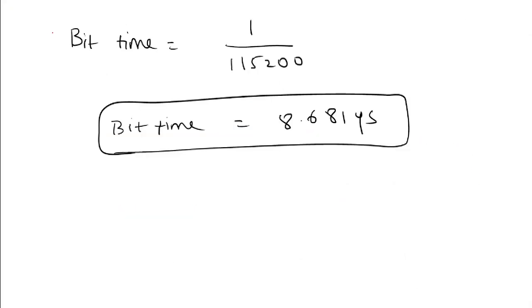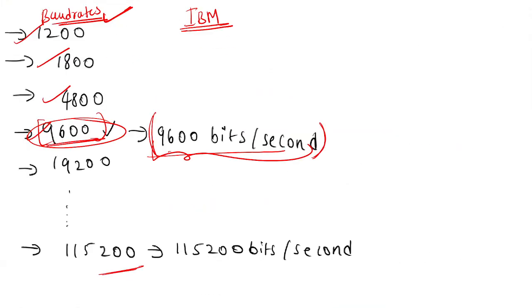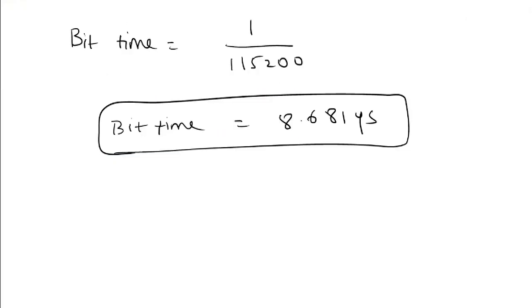And suppose you calculate this bit time for this value, that means 115200 bits per second. So what is the bit time you are getting?